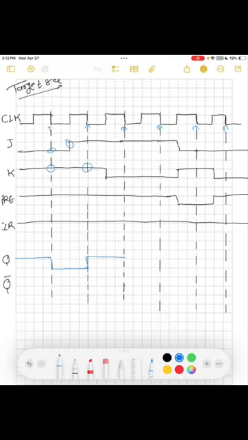And then at the next following stage, where J is 1, K is 0, that is a set condition. So Q remains 1. After that, J becomes 0 and K becomes 1. So that's the reset. Q changes from 1 to 0, but here pre takes part.